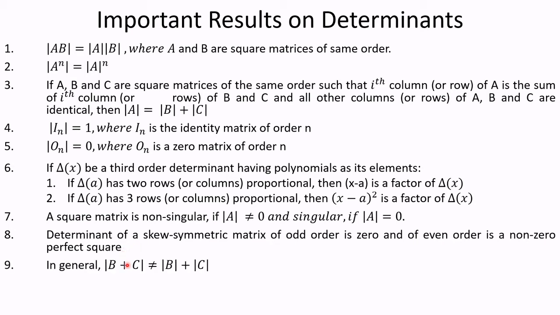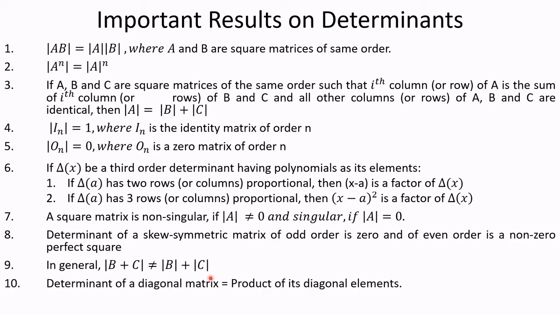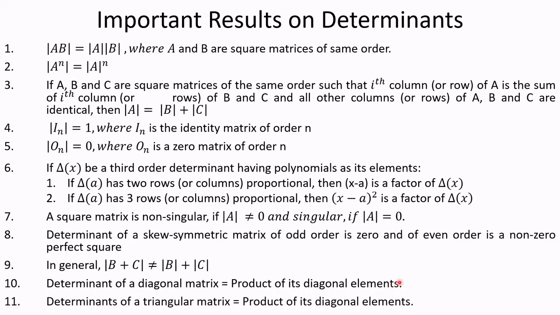Point number 9. In general, determinant of B plus C, that is the determinant of a sum, is not equal to the sum of the determinants. Point number 10. Determinant of a diagonal matrix is equal to the product of its diagonal elements. Point number 11. Determinant of a triangular matrix equals the product of its diagonal elements.